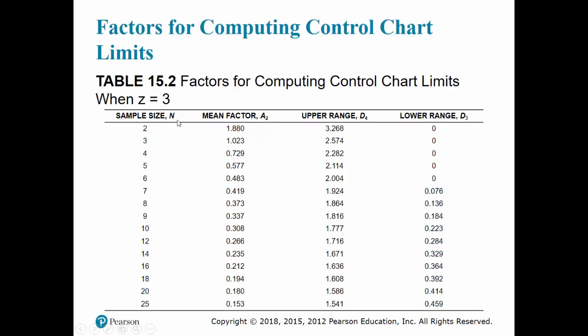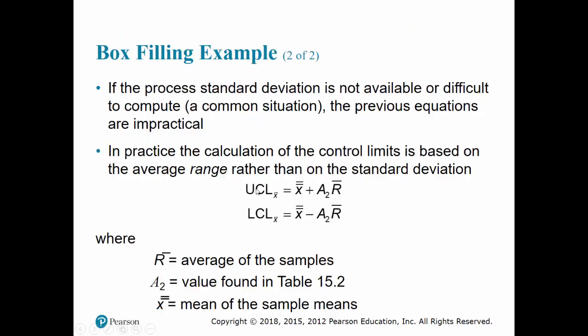Now this table is based on 99.7%. So if you take this approach, it's 99.7%. That's it. You don't have the choice of z equal to 2 or z equal to 3. You have to use z equal to 3, and that is the basis upon which this chart is developed. So you plug that in. That is your x bar chart.